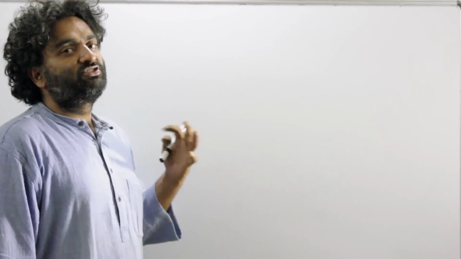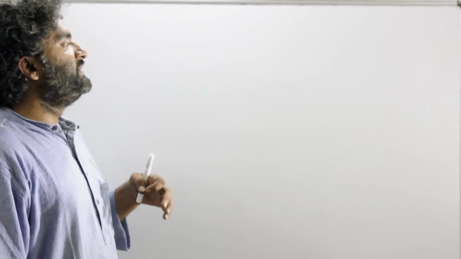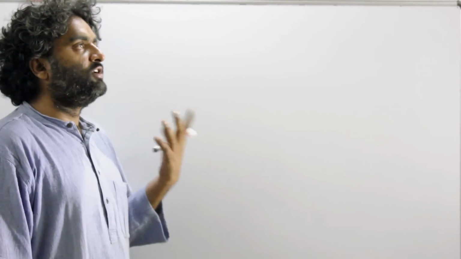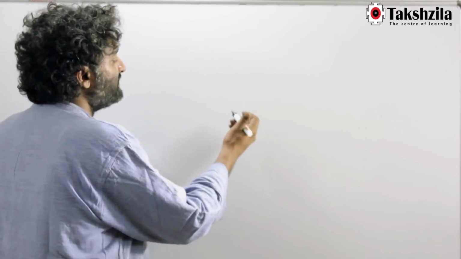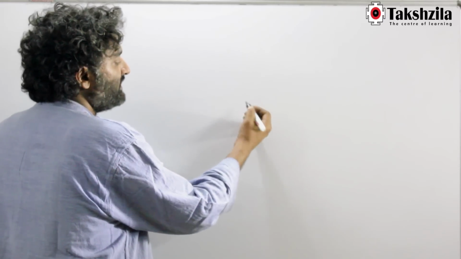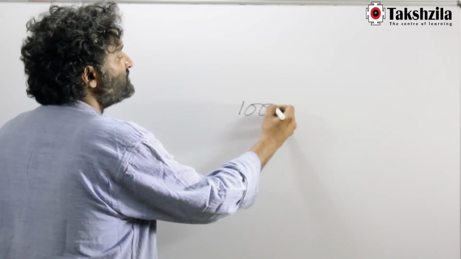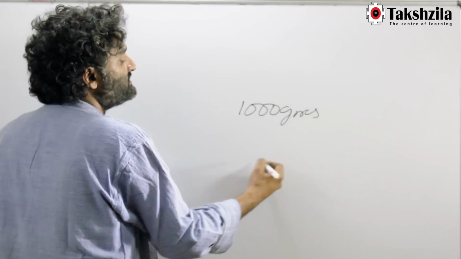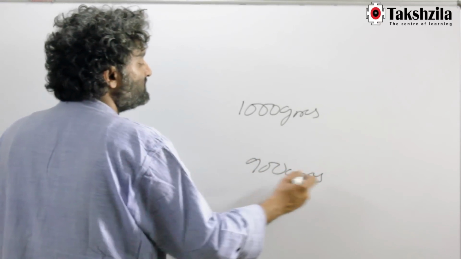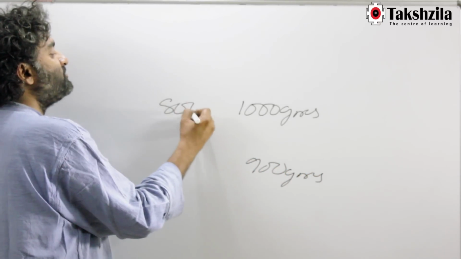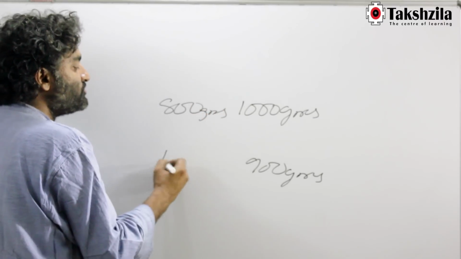Okay, another application of this markup and discount would be in cases of faulty machines, essentially. Any kind of reading machine which is creating an error. And what kind of error? So let's say a machine where when you put 1000 grams, the meter shows only 900 grams, okay? Or where, let's say you put 800 grams and it shows 1000 grams.